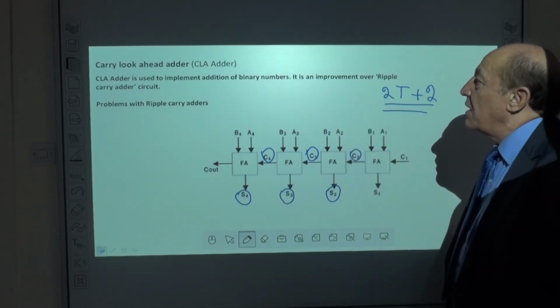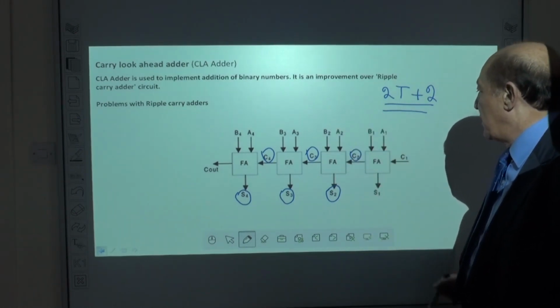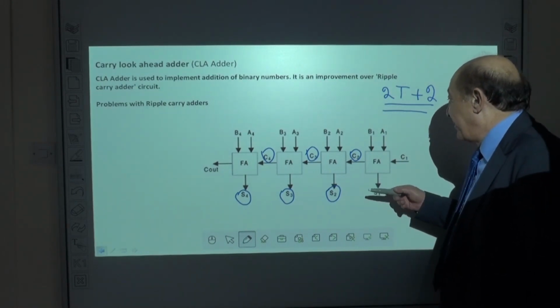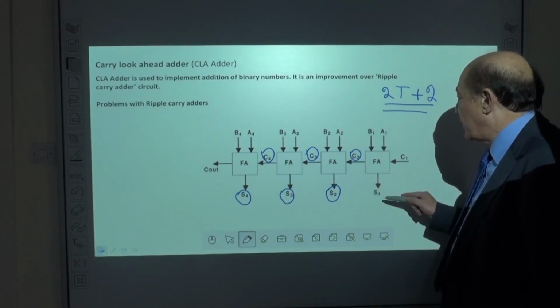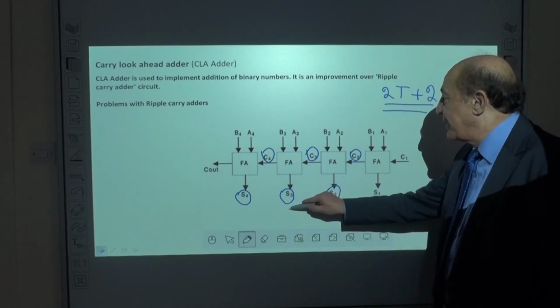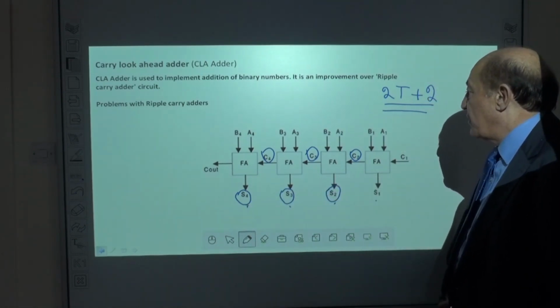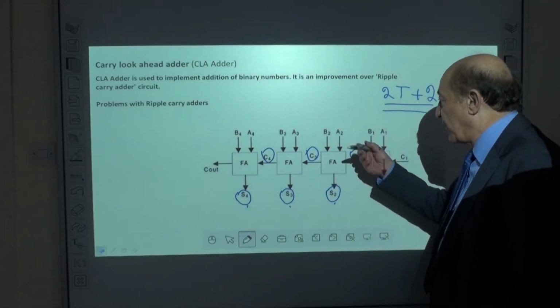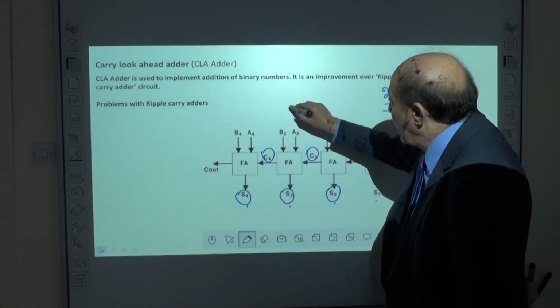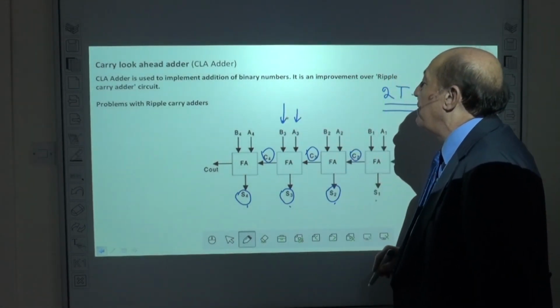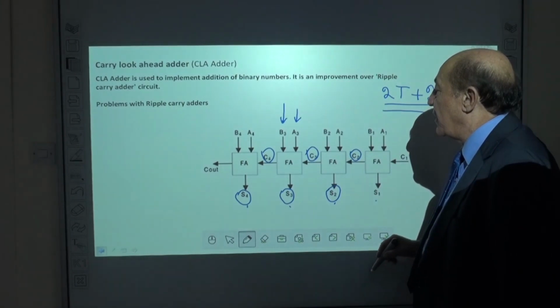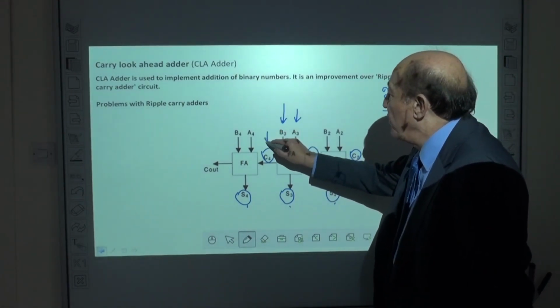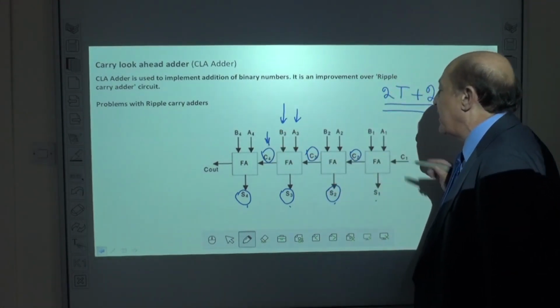Carry look ahead adder is accelerating the process of obtaining the sums. Do you see, first note, A3 is 1 and B3 is 1, then carry 4 will be 1 regardless of the previous carries.